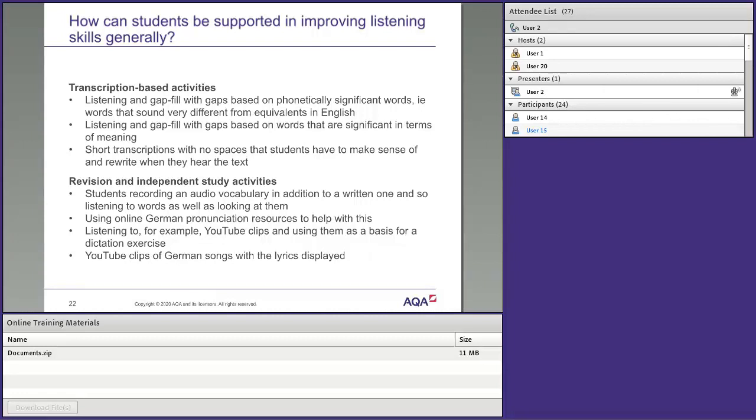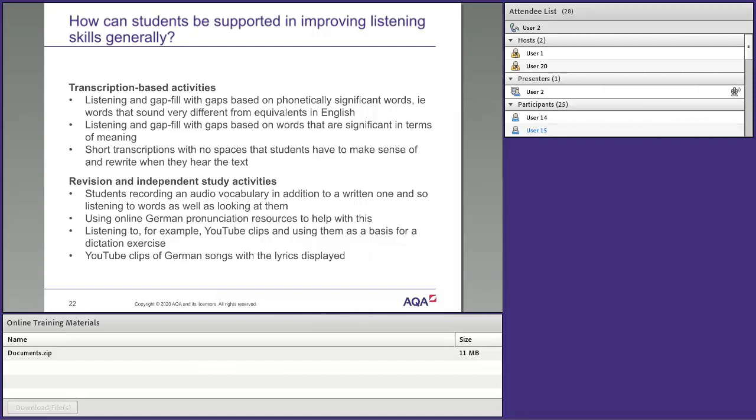And YouTube clips of German songs with the lyrics displayed. I'm sure you've all heard the Wise Guys. I think they're fantastic. They've got some great songs. There's a lovely one about mobile phones, some quite good ones that are particularly good for the AS topics, and they are very useful, and they're quite up-tempo, and the kids like them as well. So that concludes the listening skills section.